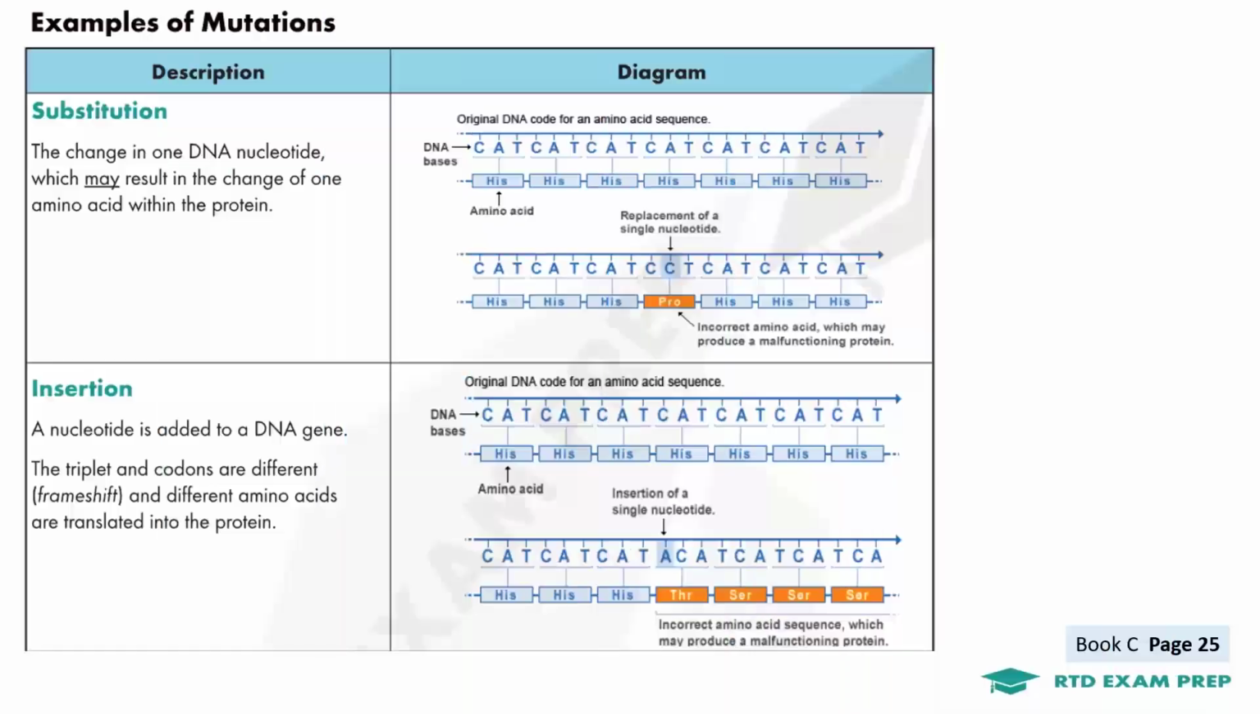Examples of different types of mutations. So, a base pair substitution. Let's look at our DNA level. We've really made this diagram easy for you. Cat, cat, cat, and so on, and all it does is produce histidines. If we replace one A with a C, we still have histidine, histidine, histidine, proline.